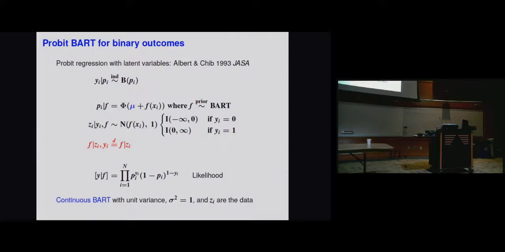Anyways, basically this boils down to a simple Bernoulli likelihood, and we're back to a continuous BART with unit variance 1 and z_i are the data. Okay? It's beautiful, right? It's my favorite trick.